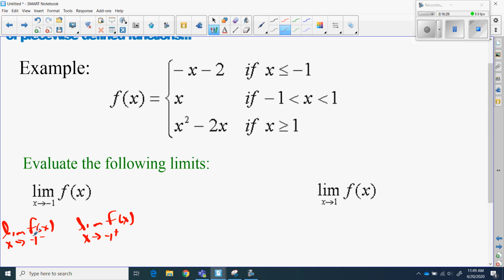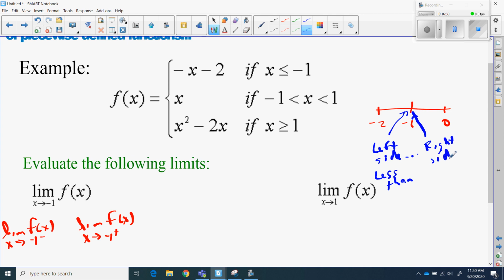All right, let's have a look at this one. So -1 from the left side. If you have a number line, there's -1, that would be 0, that would be -2. If you go to the left side of -1, that's another way of saying less than that particular number. If you go to the right side of -1, now you're talking about numbers that are greater than -1. So that's how you determine which piece of the function you use to check your left and right side.